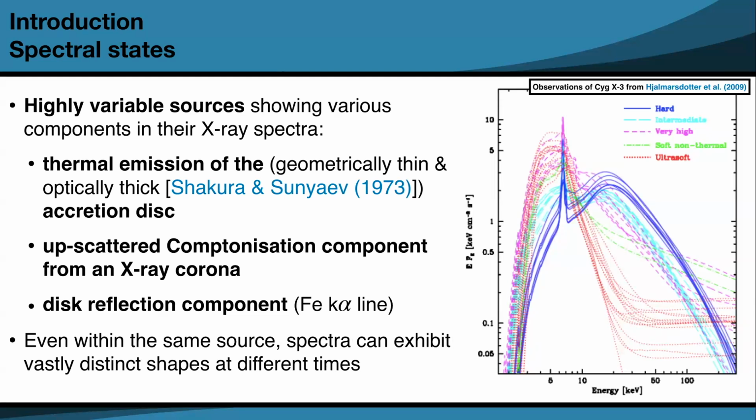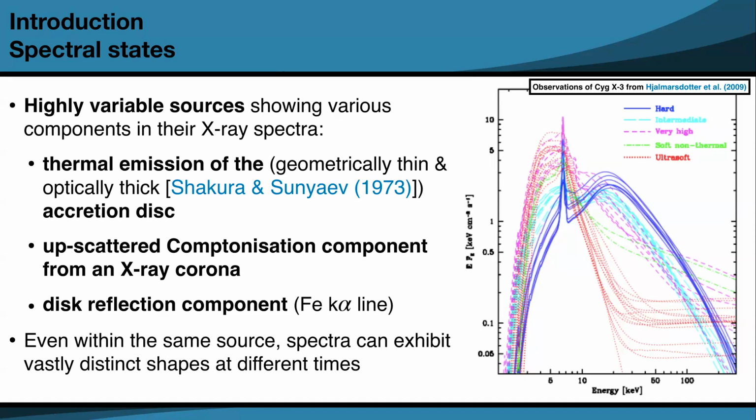And if this medium is not completely ionized, what can happen is that some of this incident radiation may be absorbed by the disk atmosphere and later re-emitted as fluorescent lines, the most important of which is the iron K-alpha line that you can see here in the blue spectra of an archival observation of Cygnus X-3. So we have these three components.